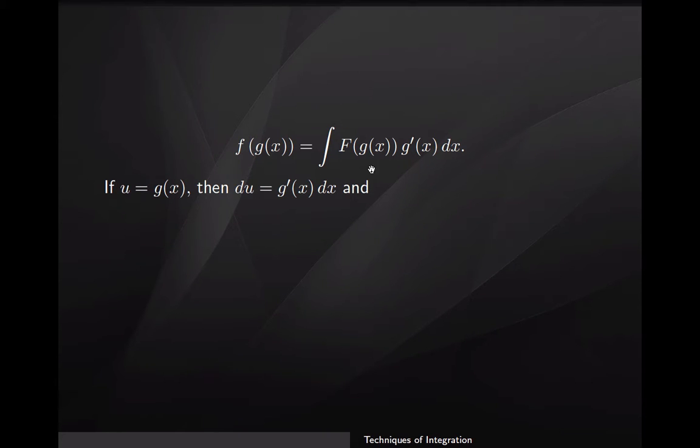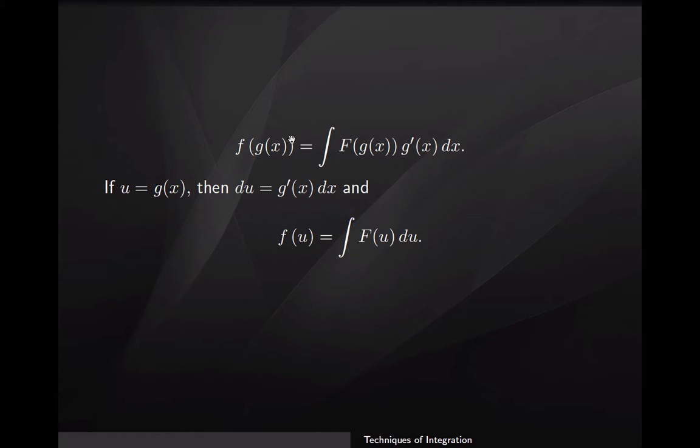If I call g of x, this one that is inside the integral, if I call it u, then the du, which is the derivative of that, will be the derivative of the function g times the dx. So we're using differentials here. If you see that, then the g of x will become u, and this whole part here, g prime of x dx, will become the du.